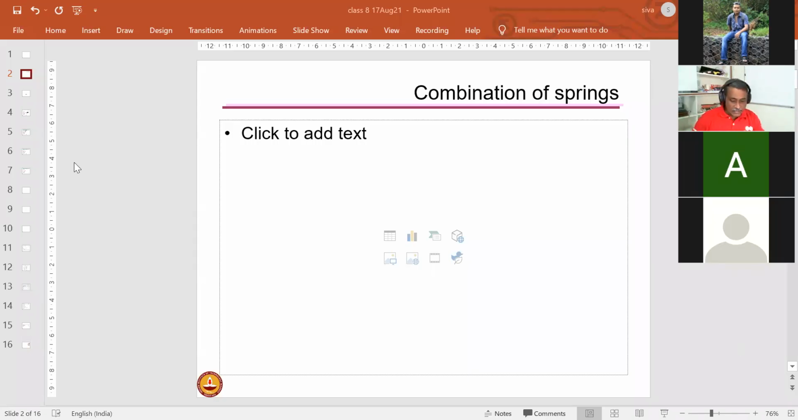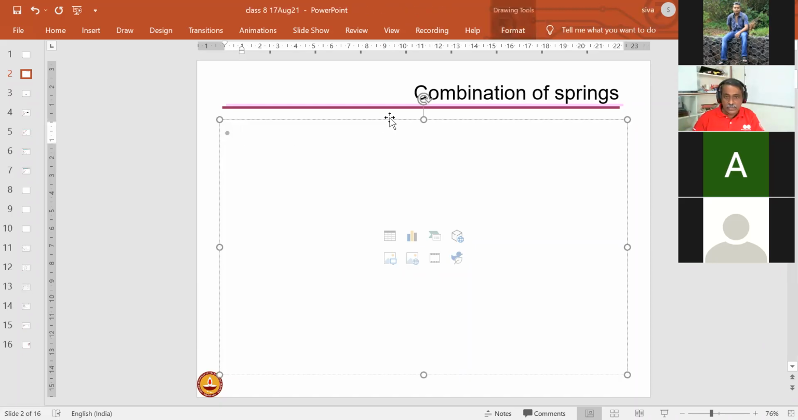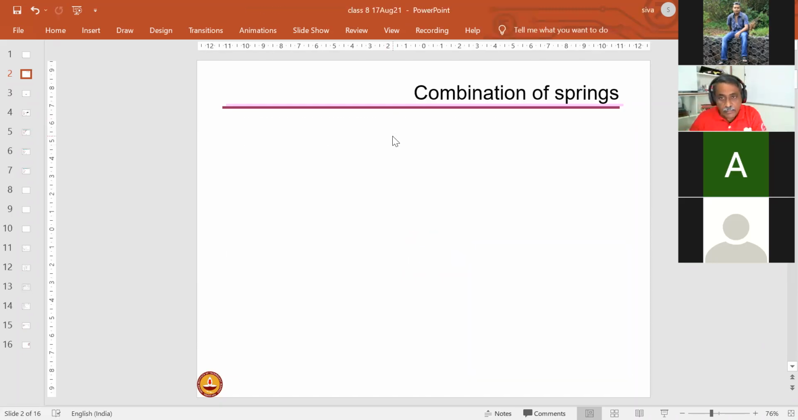So in yesterday's class, what we did was, let's see if I can remove this. We looked at combinations, no? So if I have one spring like this, let's say, folks, just mute. I'm going to mute everyone.